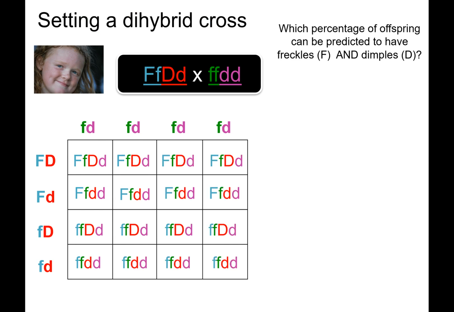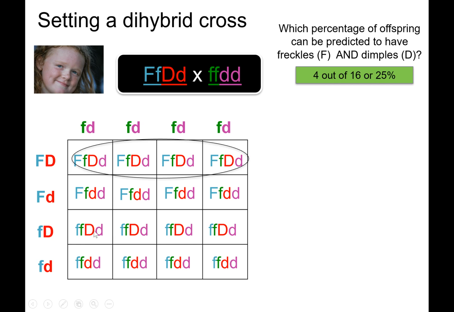Okay, so then you're asked a question. Which percentage of offspring can be predicted to have freckles and dimples, or capital F, capital D here? Okay, so now if I go through and look at each one of my offspring, all of these potential offspring in the first row, they all have the potential to have freckles and have dimples. So I would say that these four, yes, phenotypically, they could have both. 4 out of 16, or 25%.